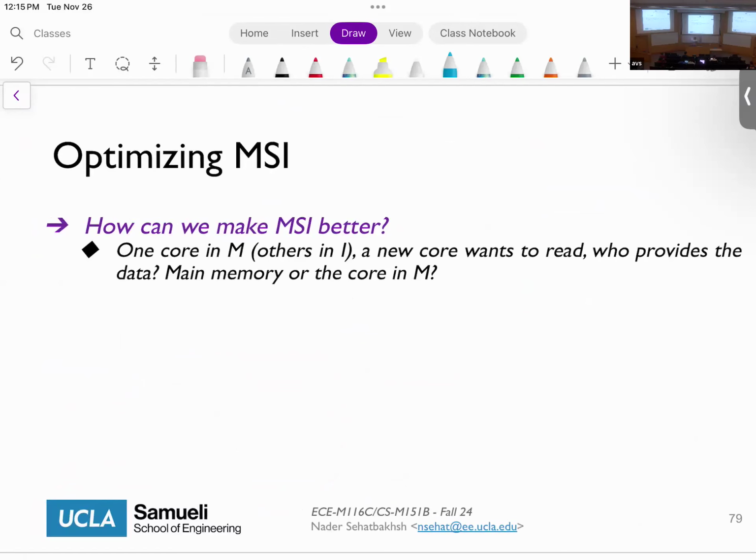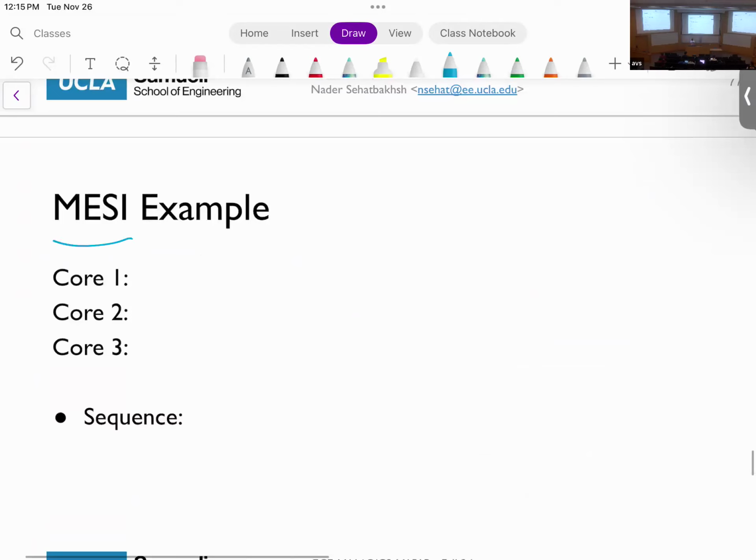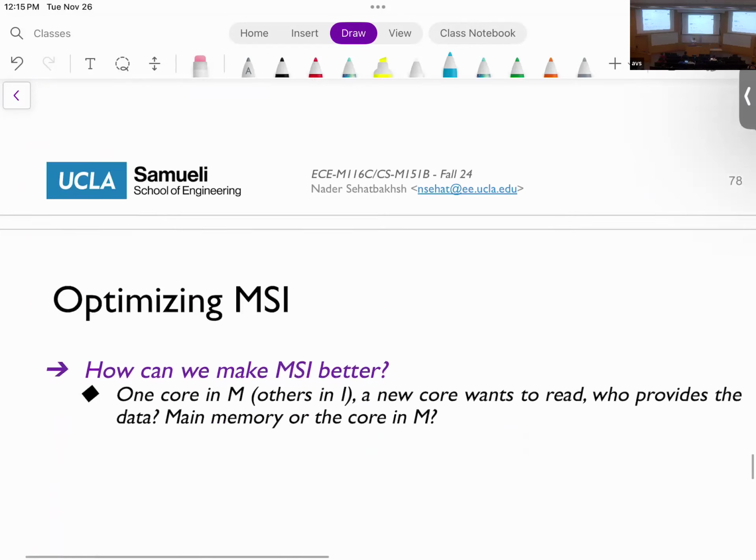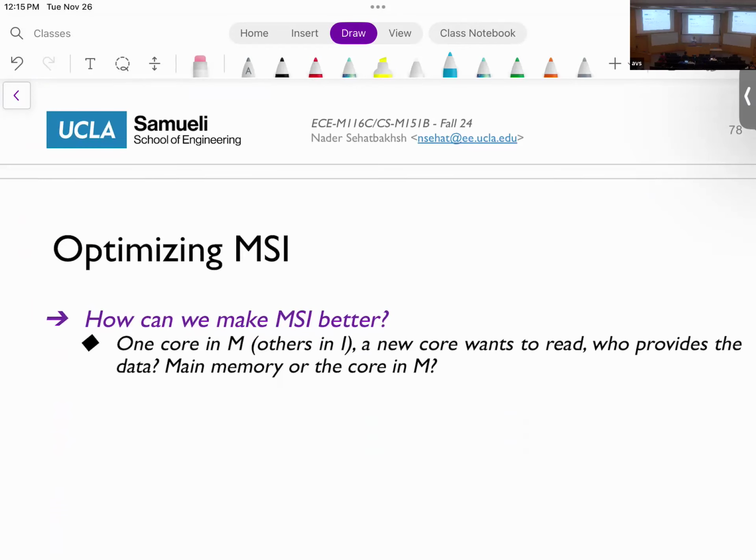So this is, by the way, called MESI. And I think the TAs will also have examples of all these different cache states in the discussion session. So we're going to further optimize this by introducing 2 more states, an O state and an F state, okay? Are there any questions so far?